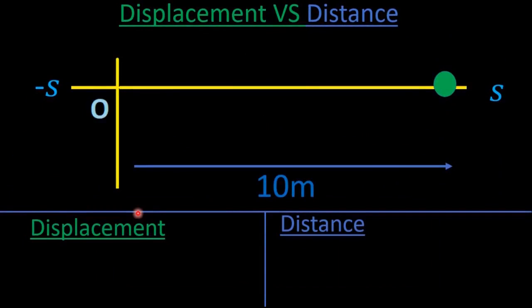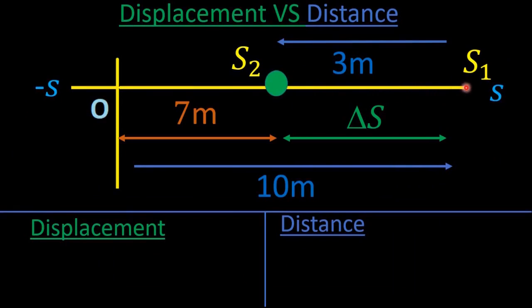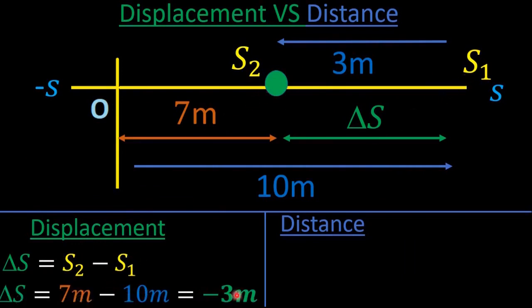Let's have a look at an example to illustrate the difference between displacement and distance. If we have the particle here initially located 10 meters from the origin, and let's say it moved down from that point 3 meters to where it is now, we want to find its displacement. We're going to call that initial position S1, and its final position there is S2. Because it's moved 3 meters from S1 to S2, at S2 it's 7 meters from the origin. So to find the displacement, we just do S2 minus S1, where S2 is 7 meters and S1 is 10 meters. So 7 minus 10 gives minus 3 meters. So the displacement is minus 3 meters.